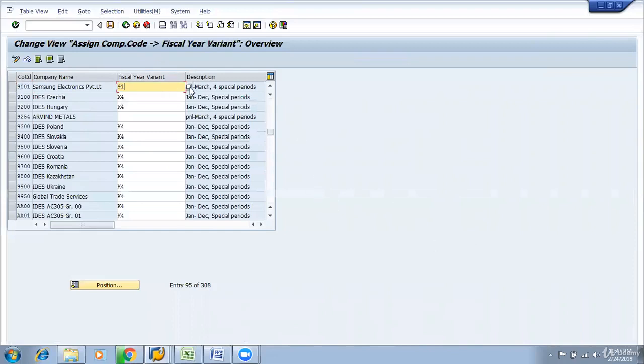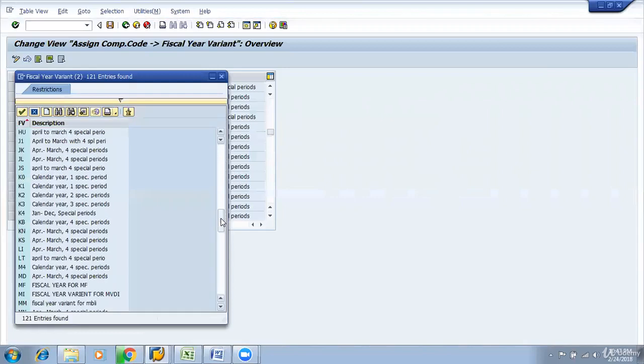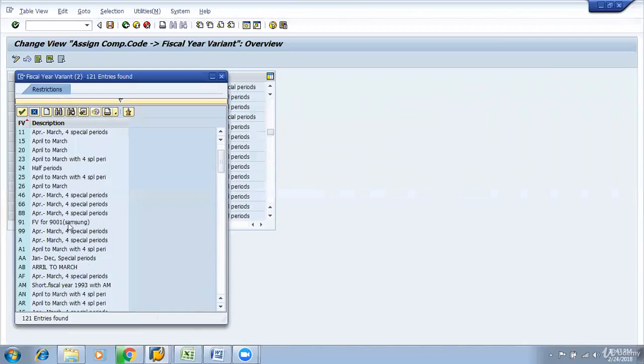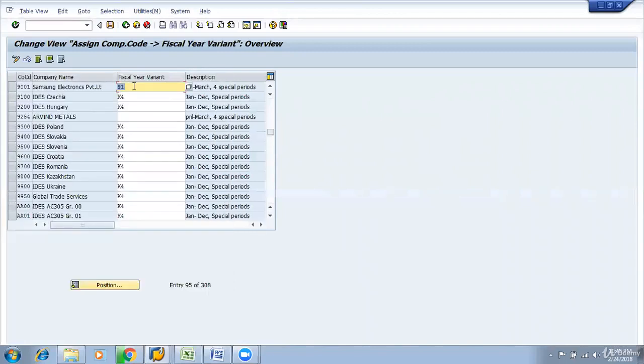You should remember what you're creating. Else you can just drop down and check. It takes some time, of course. It's here. FE49001 Samsung. Remember the description. I entered the description so that I can recognize what fiscal year variant I have created. Here you go. So save.